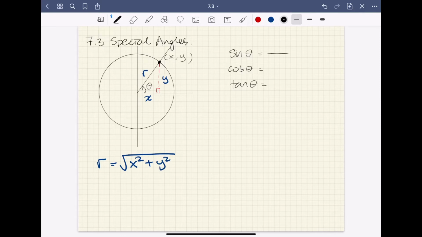So sine theta is equal to opposite over hypotenuse, where opposite is y and hypotenuse is r. Cos theta is equal to adjacent over hypotenuse, so that will be x over r. And tangent theta is equal to opposite over adjacent, so that will be y over x. These are the three formulas that you guys will need to understand and memorize. You will see this a lot for the next few sections and in grade 12. Just make sure you don't mix them up.